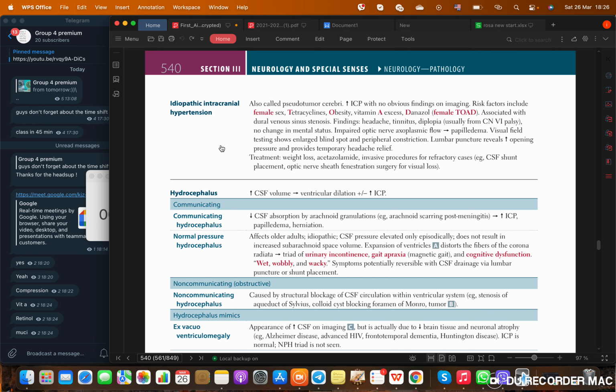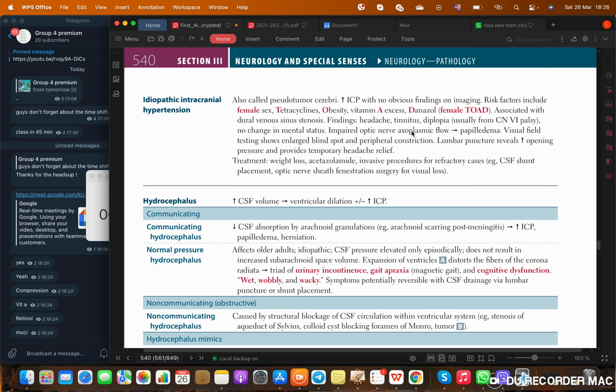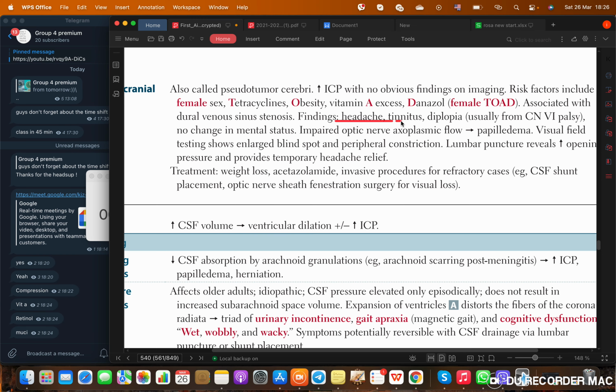The findings go as follows in idiopathic intracranial hypertension. It is headache, tinnitus, which is like a zzz sound in your ear, and diplopia, which is double vision. Why? Because it can affect cranial nerve number 6, which is known as abducens. The abducens is responsible for the abduction.